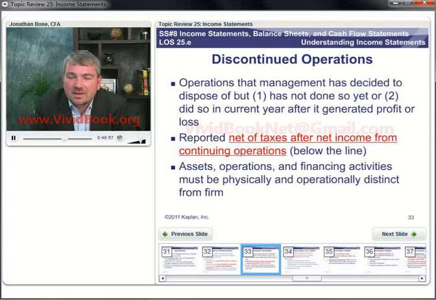Notice as well, for it to be a discontinued operation, the assets, operations, financing activities must be both physically and operationally distinct from the firm.